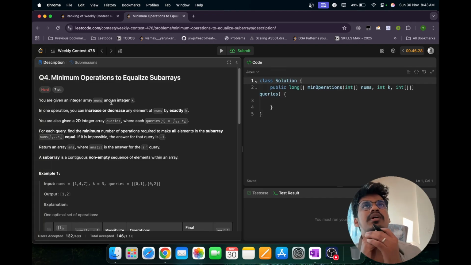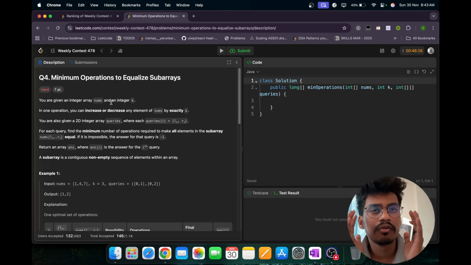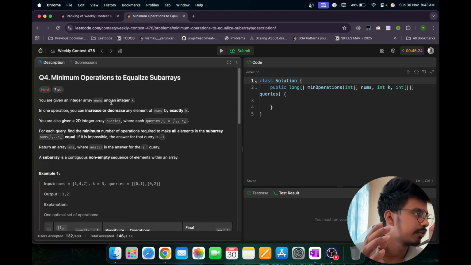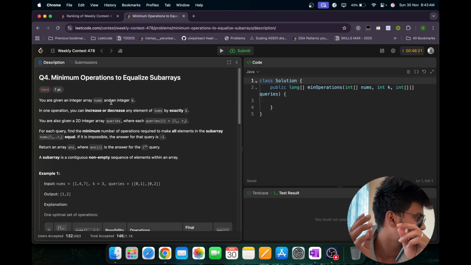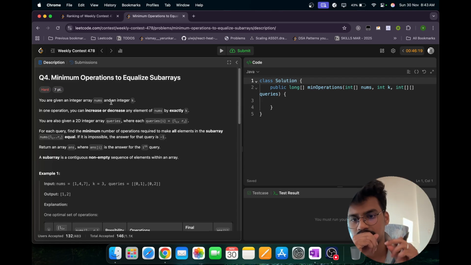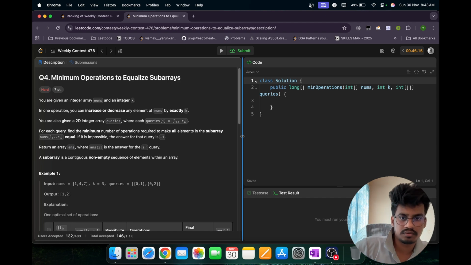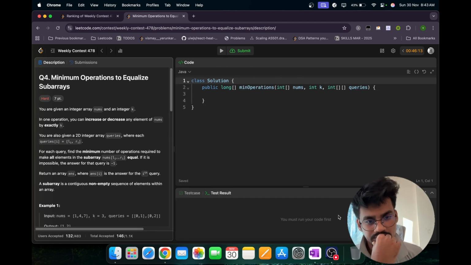Now the problem is, how can we find that for a particular subarray the difference between the consecutive elements is exactly k? How can we do this?